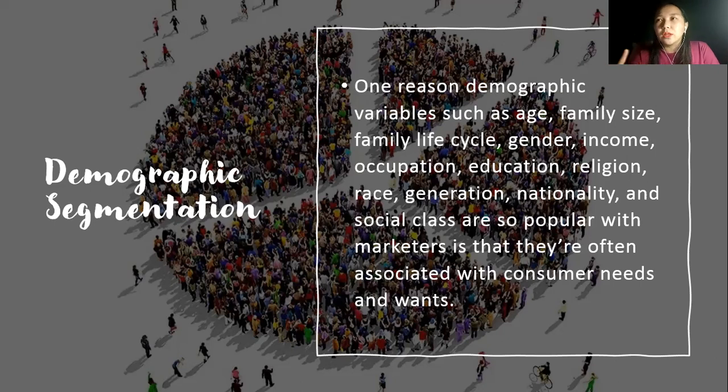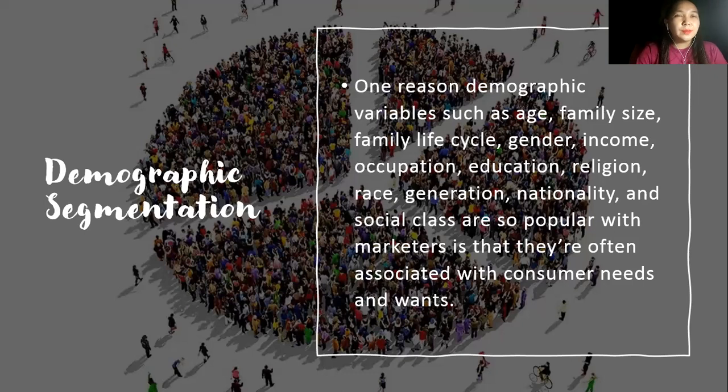Lahat yun ay demographic. So this is the most common. So one reason demographic variables such as age, family life cycle, gender, family size, occupation, income, education, religion, race, generation, nationality, and social class. These are some of the demographic variables. And these are popular is because they are often associated with consumer needs and wants. And at the same time now, they are choosing this one because these variables are easy to measure.